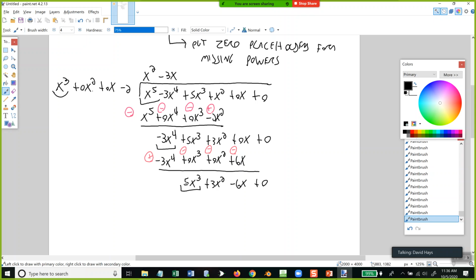Then we'll look at the first term of each side, what goes up on top. We ask ourselves what times x to the third gives us 5x to the third, and that'd be 5. 5 times x to the third is 5x to the third. 5 times 0x squared is 0x squared. 5 times 0x is 0x. 5 times negative 2 is negative 10.